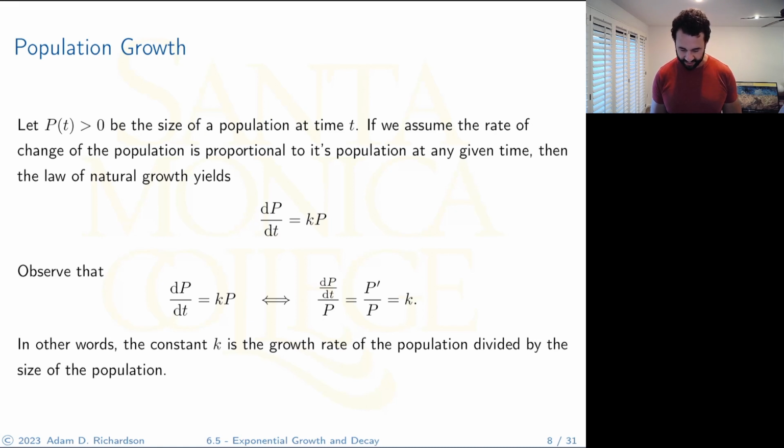Now, if you move things around a little bit in this differential equation, you'll find that you can write P prime over P is equal to k, essentially just solving this differential equation for k, right? And what you find out is that the constant k, the constant of proportionality, is the growth rate divided by the population at that time. That's what it is. So that's what k is. k is basically the rate of change of the population divided by the population amount.